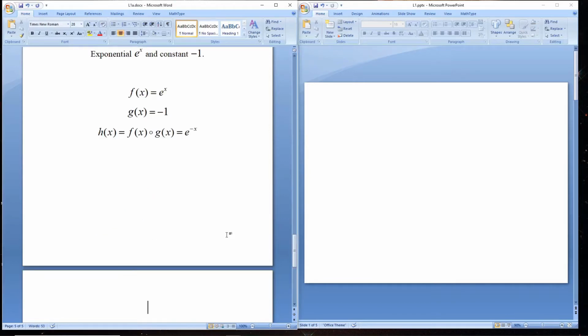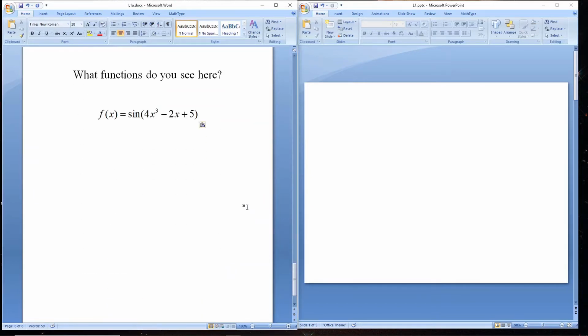So what about this one? What functions do you see here? So we have the trig function, sine. Then we have two power functions. We have 4x cubed as a power function, minus 2x as a power function. And then we have 5, which is a constant function. So to do this derivative, we will need the sine pattern, the power pattern, and the constant pattern to do that derivative.